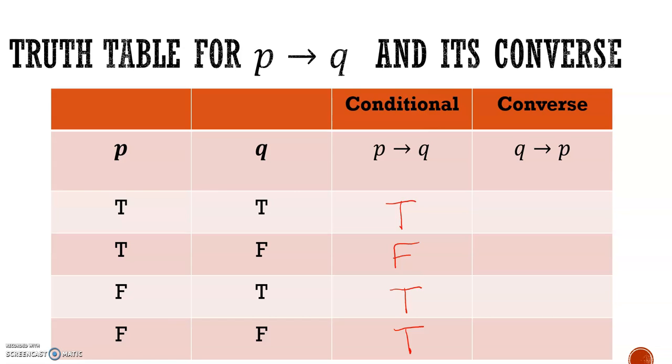Converse is we're switching the order. True and true, true. False and true is true. True and false, false. False and false, true. The conditional and the converse do not always have the same truth values.